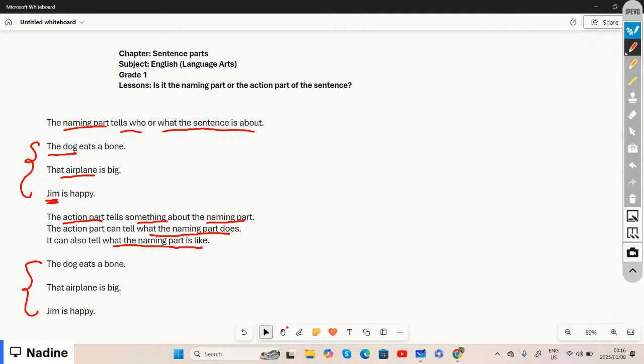And if we were to identify the action within that sentence, that tells us what the naming part either does or what the naming part is like, then we say the dog eats a bone, then eats. It tells us the action, or basically, it tells us what the dog does. The action.